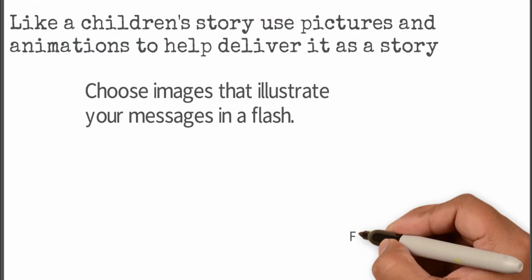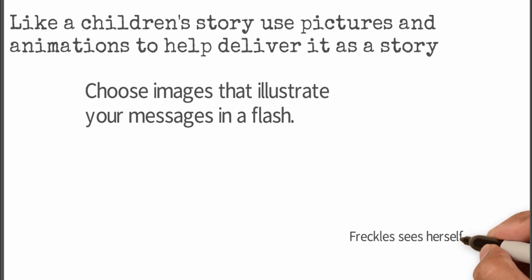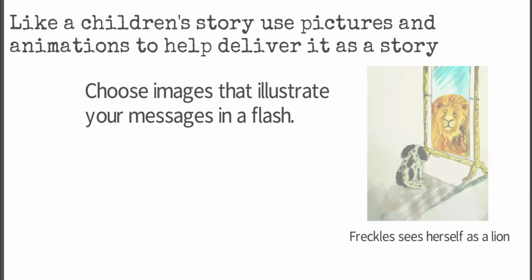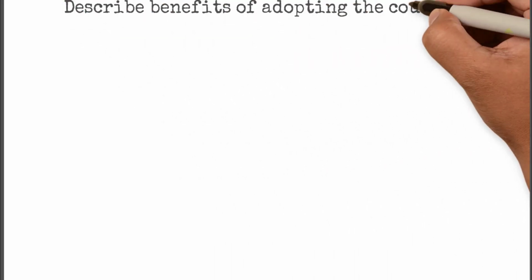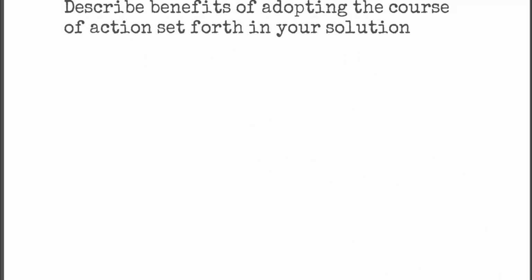And that's easier to do if you use a child story, like pictures, to help do it. So in this case, here's Freckles, who sees herself as a lion, and that picture captures it quickly. Then you describe the benefits of adopting the course of action set forth in your solution.